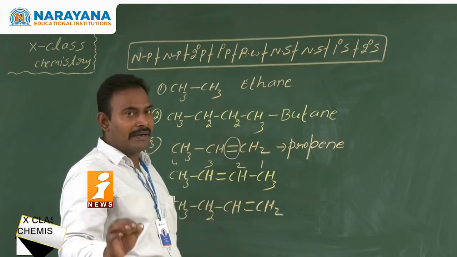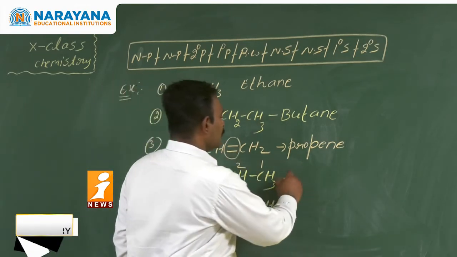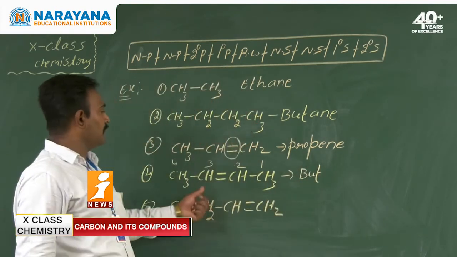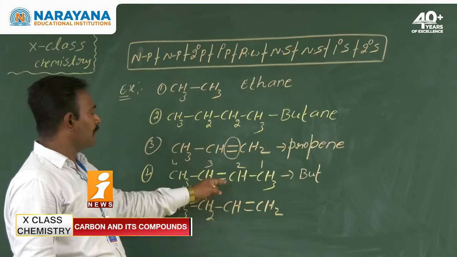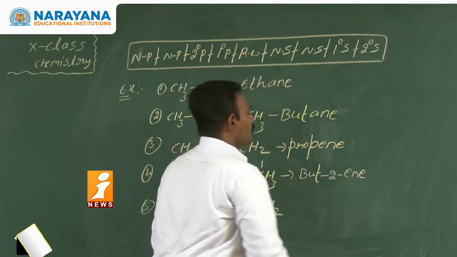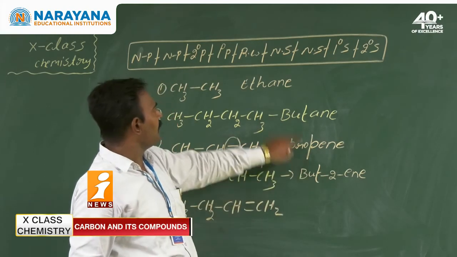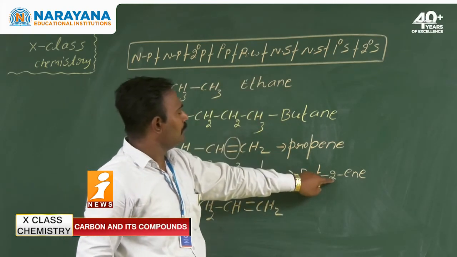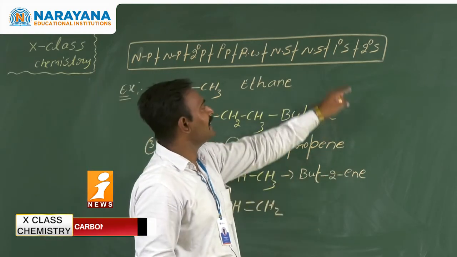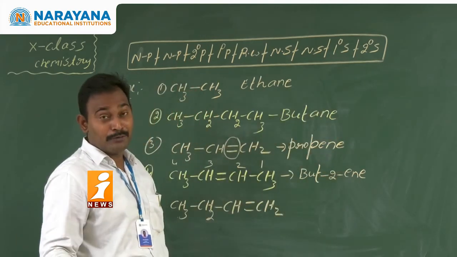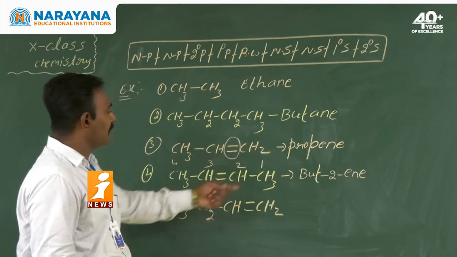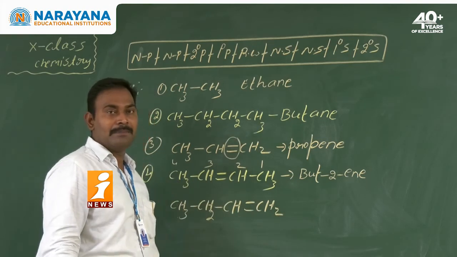So the double bond is coming at the second carbon atom. According to the root word, 4 carbons, that means but. Position of double bond, 2. But-2-ene. So if you observe the name of this compound, but indicates the root word. This 2 indicates the number suffix. Ene indicates the primary suffix. The numerical suffix is not there. Only one time the functional group, that means the primary suffix is present only one time.